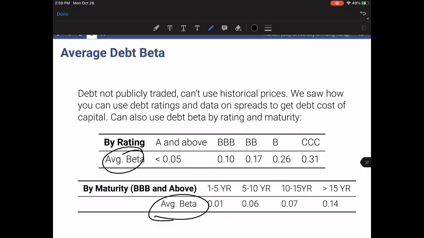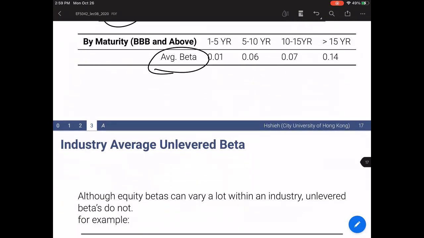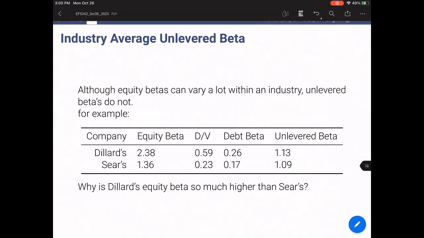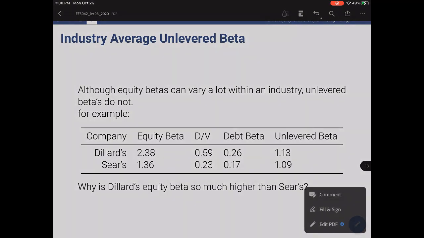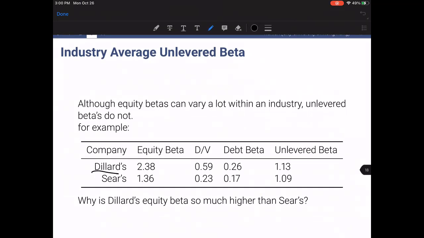Okay, so let's go over an example. Let's take a look at the industry average of unlevered beta. Based on these two companies, we have Dillard's and Sears. For those of you who are not familiar with Dillard's and Sears, they are both large retail companies that sell basically everything from clothing to groceries to workout machines. So they sell consumer goods essentially.